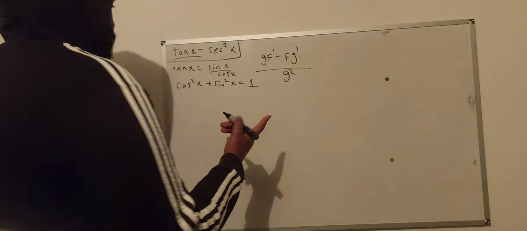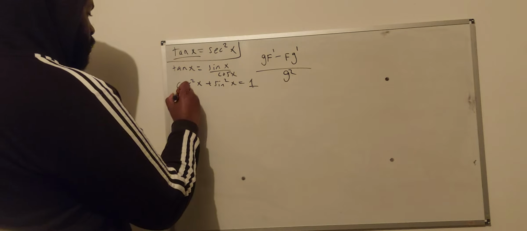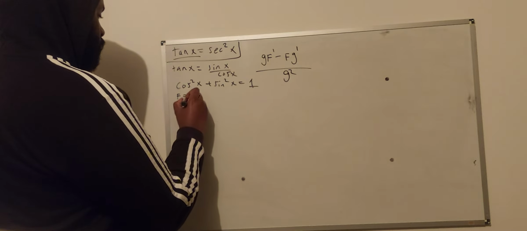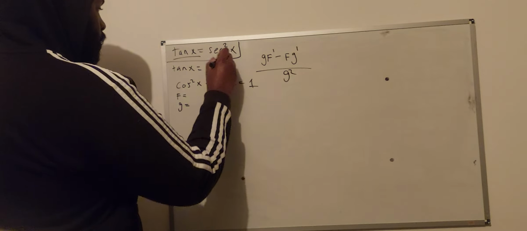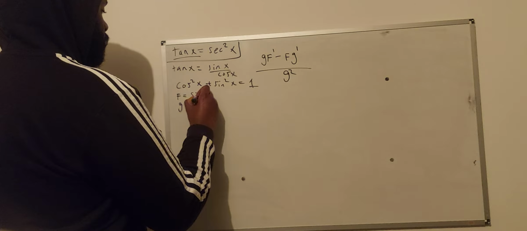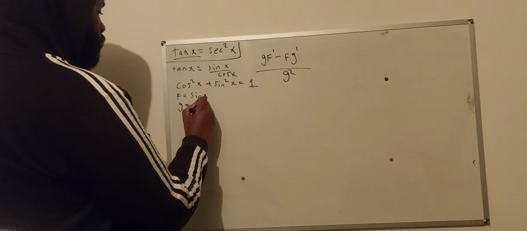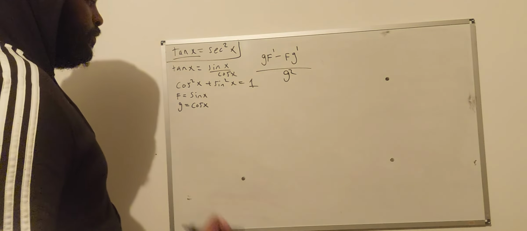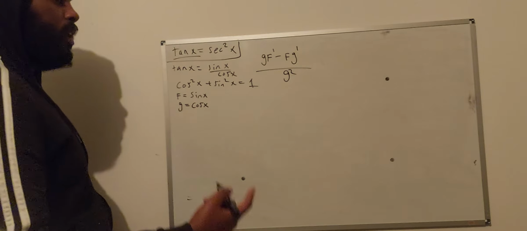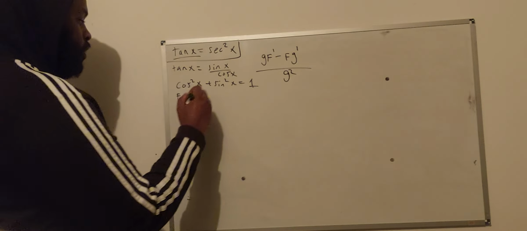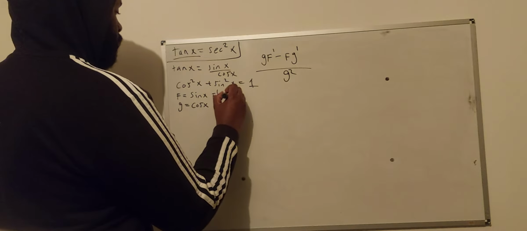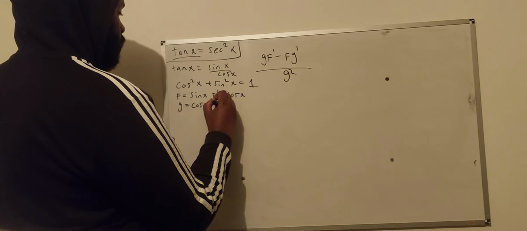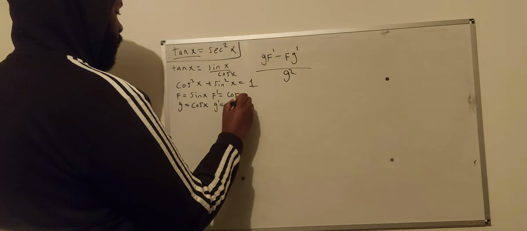So what's the next step? The next step is identifying what f is and what g is. Now f is the value on the top, which is sine x. The value on the bottom is cos x, so that's g. Now the next step is finding the derivatives of sine x and cosine x. Well, f prime is going to be cosine x, and g prime is minus sine x.